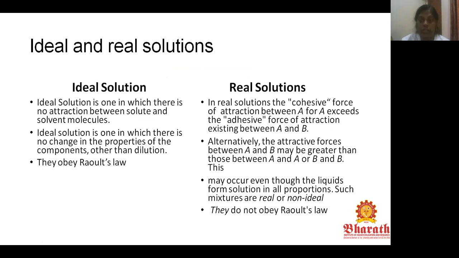Next, the real solution. In a real solution, the cohesive forces of attraction between A and A exceed the adhesive forces of attraction existing between A and B. Alternatively, the attractive forces between A and B may be greater than those between A and A or B and B. This may occur even though the liquid forms a solution in all proportions. Such mixtures are real or non-ideal, and real solutions do not obey Raoult's law.